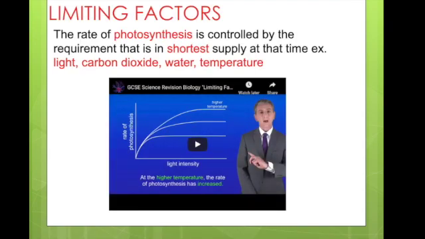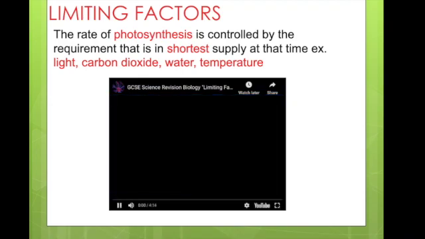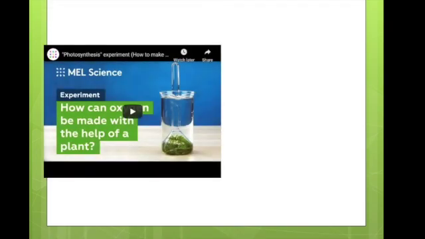Here's another video when it comes to limiting factors. Think of limiting factors as something that would stunt a plant's growth. So all of the things that make a plant grow are known as limiting factors because if we take them away, the plant doesn't grow to its full potential. Watch the video.